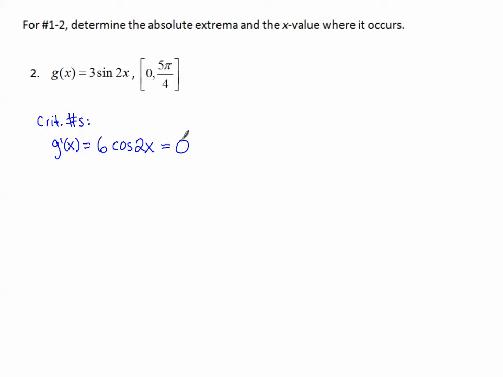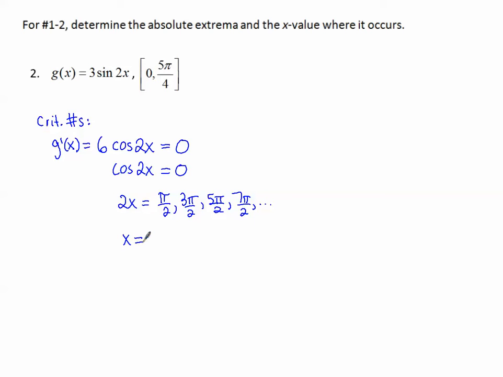work from there. Divide by 6, cosine of 2x equals 0, and cosine will equal 0 at the angles pi over 2, 3 pi over 2, 5 pi over 2, 7 pi over 2, and we could go on and on. But the angle right now is 2x, so 2x equals these values.